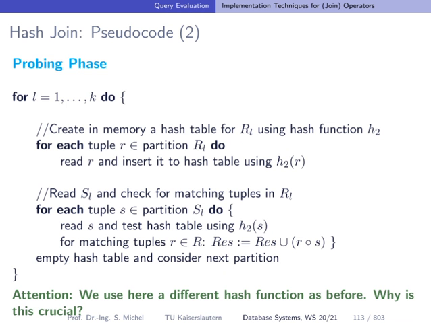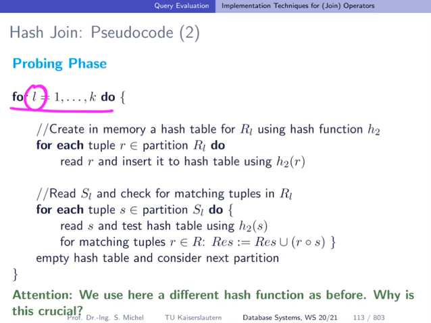So how does this work? This is the so-called probing phase. We have k partitions created before. So now we go through all of these different partitions, one after the other. The parameter that is denoting the current partition to look at is called L. So for all L from 1 to k, we do the following.